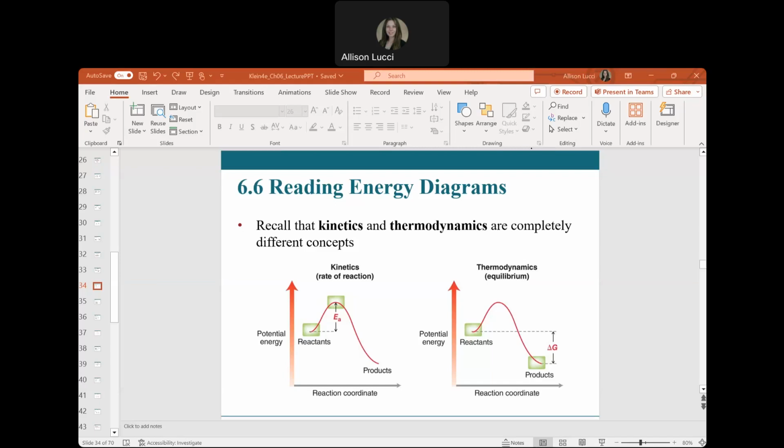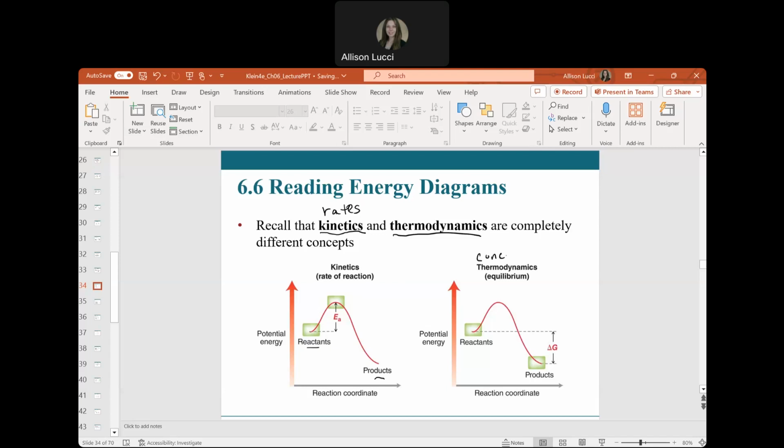So we left off here last time in our discussion where we began reading energy diagrams in the last section. And previously, we had compared reactions from the perspective of kinetics, which we know has to do with the rates of reactions, how fast something will progress from a reactant to product. And we also looked at reactions from a thermodynamics perspective, where we know that thermodynamics refers to the equilibrium concentrations of our reactants and products.